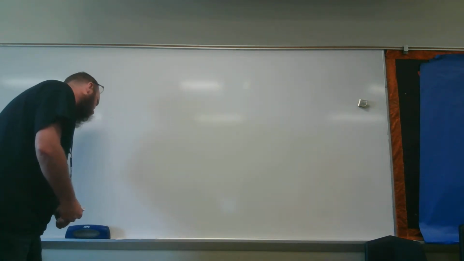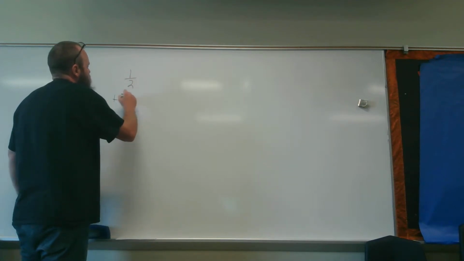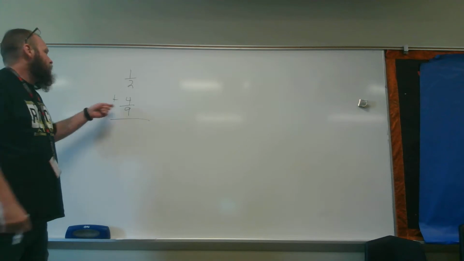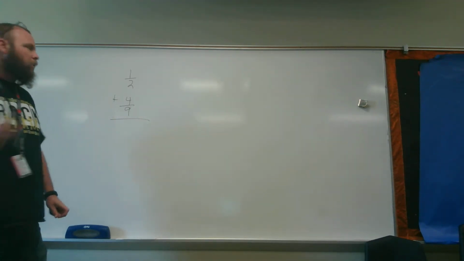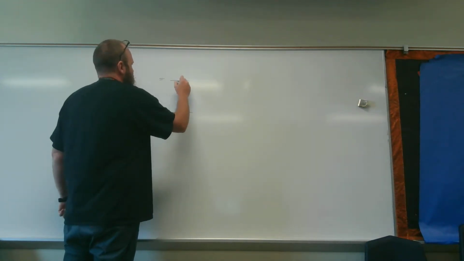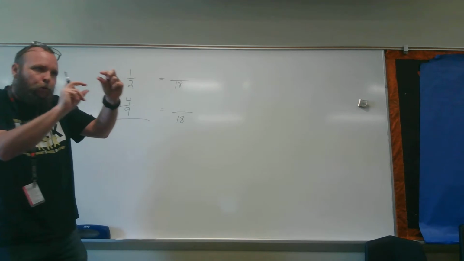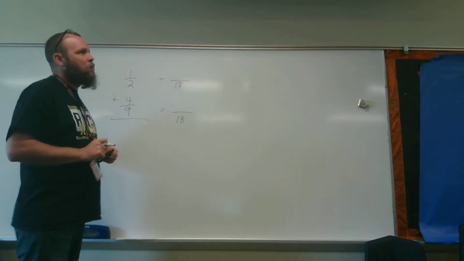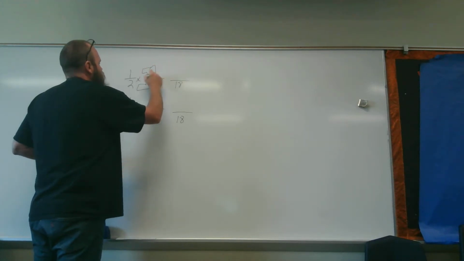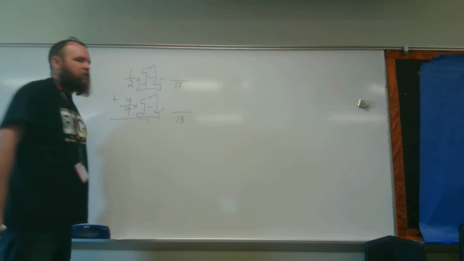My next problem is 1/2 plus 4/9. Not the common denominator. 9 is not a multiple of 2, so I must look at my multiplication chart. I find my common denominator is 18. My 2, my 9, I go look down the rows. 18 is the first one they have in common. I need to figure out what I can multiply by that equals 1, so that it doesn't change the value of the fraction.